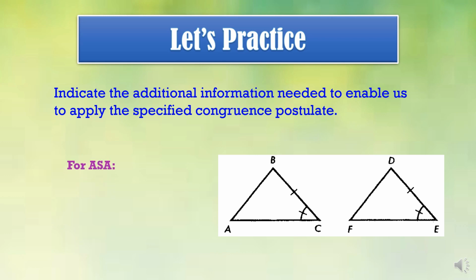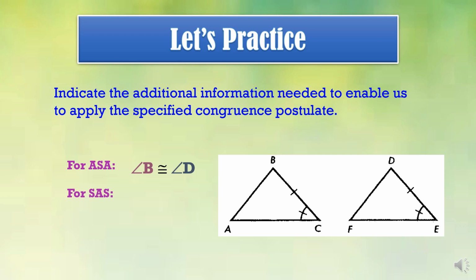Okay, for ASA, given the figures again, we have already one congruent angle and one congruent side. So therefore, for ASA, we are looking for another congruent angle. And what is it? I guess you have already an answer in your mind. Then you are correct. It is angle B is congruent with angle D.